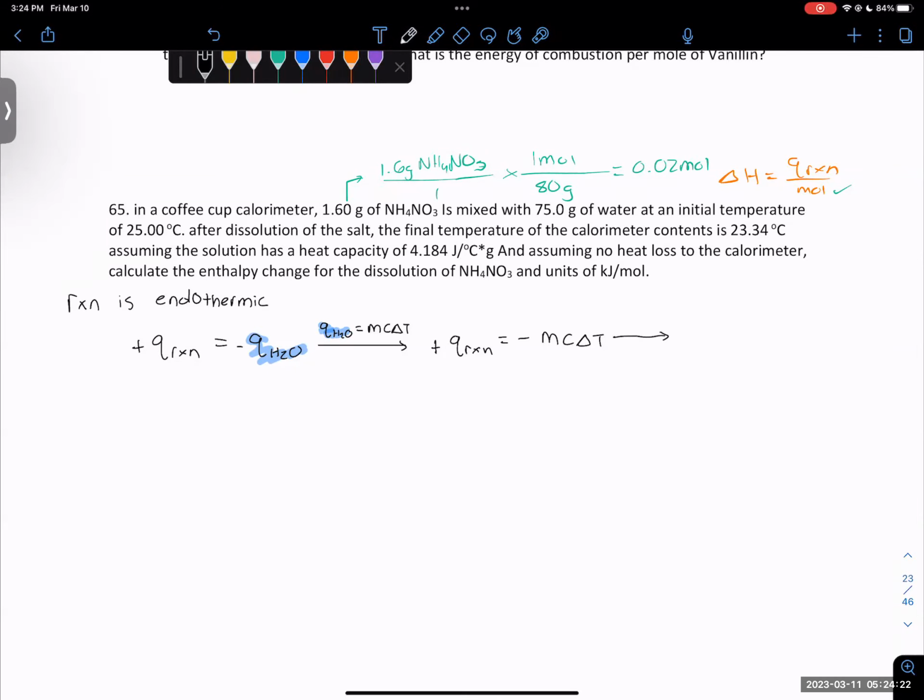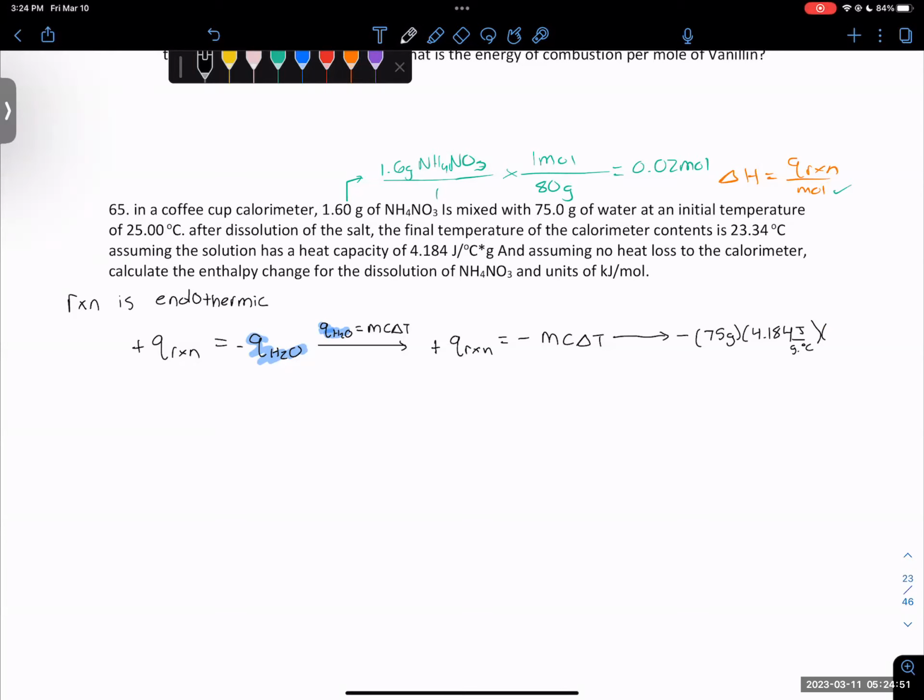So we have a negative sign still, times the mass of the water in grams, so 75 grams, times the specific heat of the water, which it says is 4.184, but again, that's not going to be given to y'all. So that should be something we memorize. 4.184 joules per gram times degrees Celsius. And then the delta T of the water.